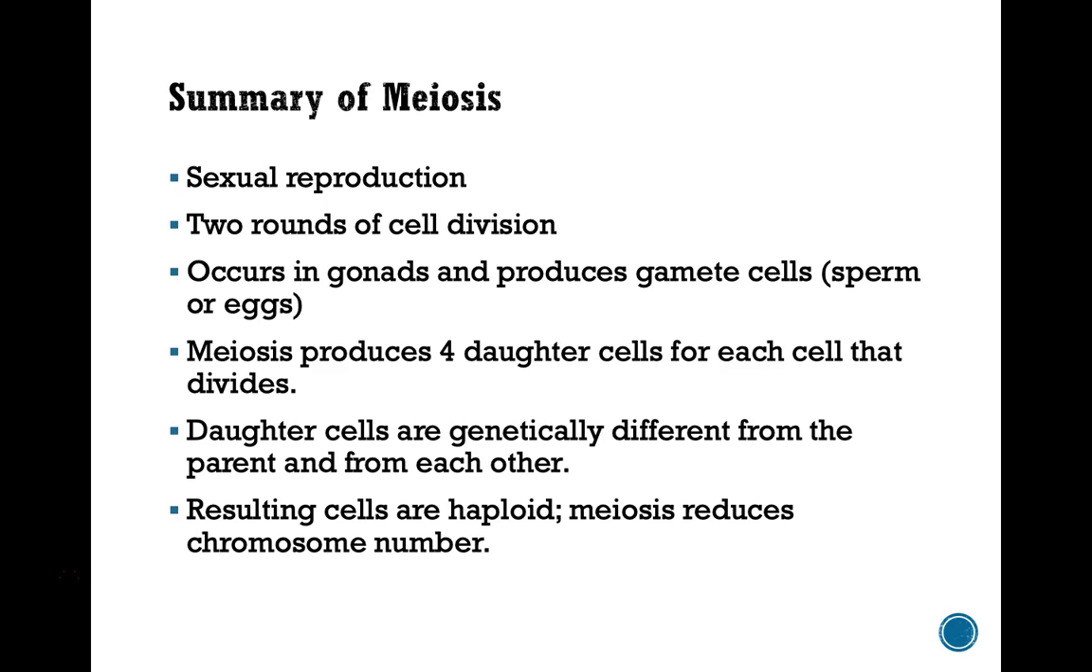Now remember that in meiosis, the resulting cells are haploid, which means they have half the number of chromosomes, and then that diploid situation is restored during the process of fertilization.